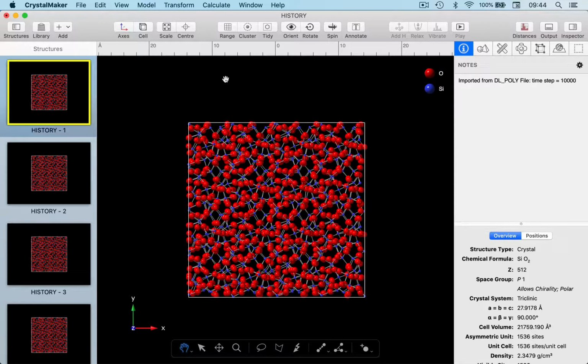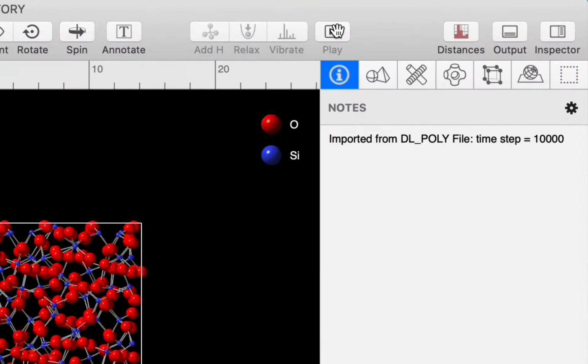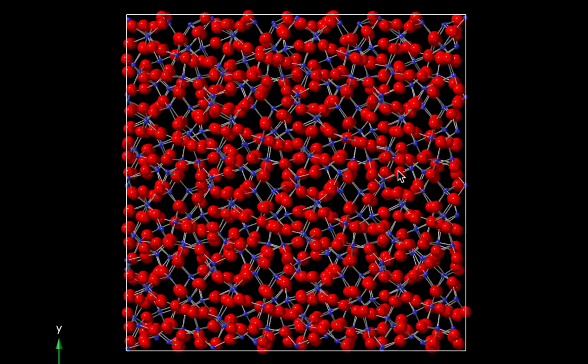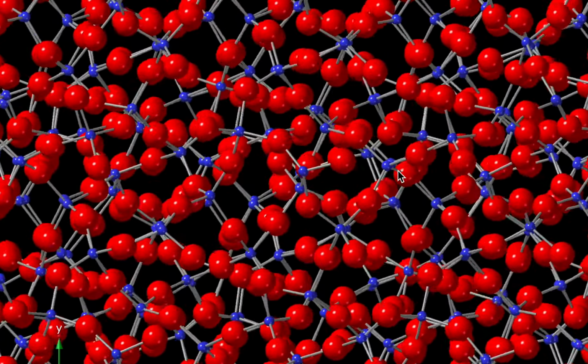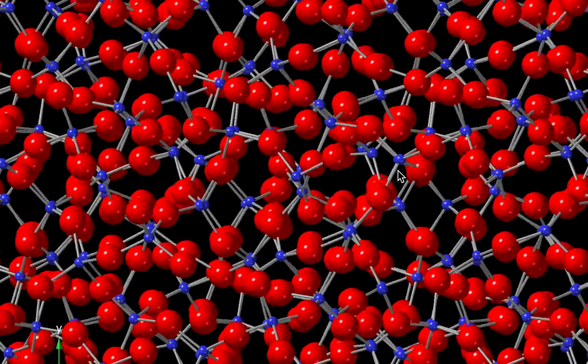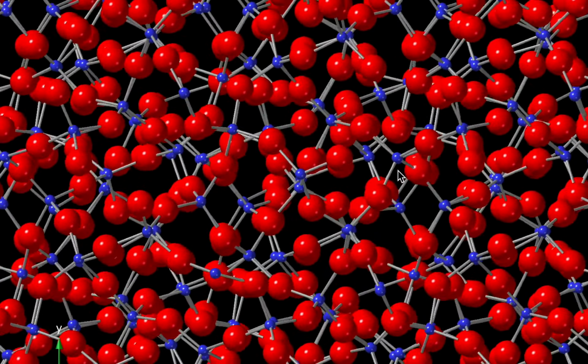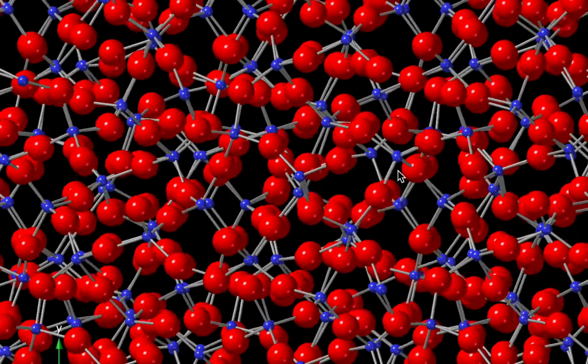We can start the animation simply by hitting the play button. And I'm going to just change the scale so we can zoom in and see the details. Now, rather than watch the animation from the start to the end, we're going to scrub through the sequence.